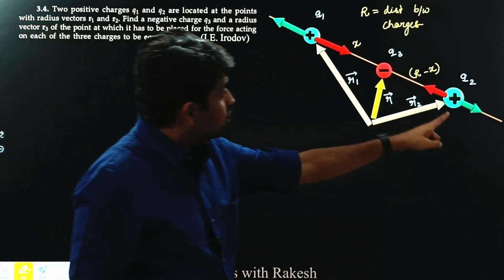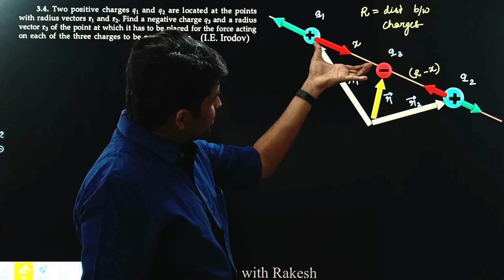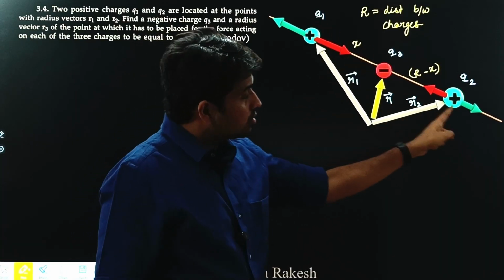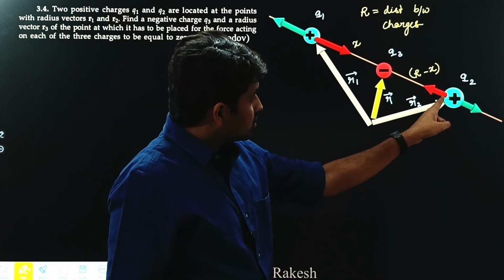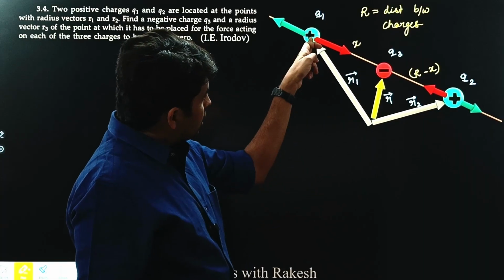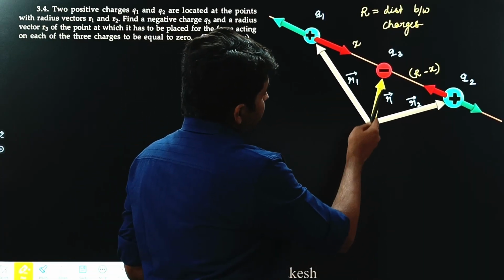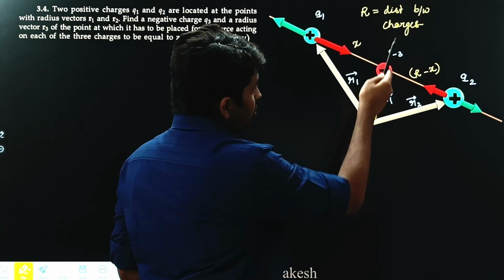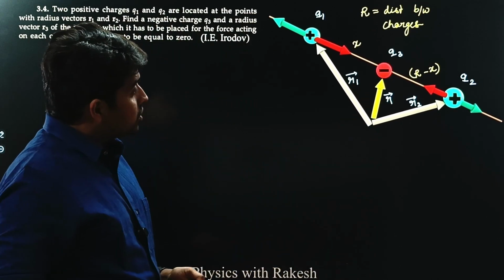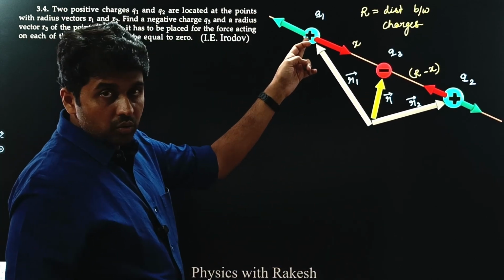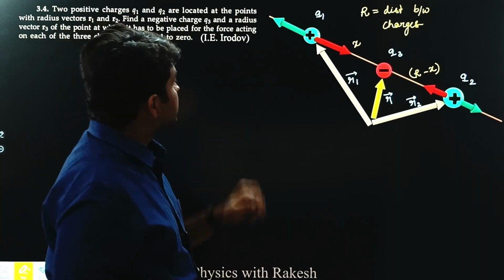So we have q1, q2, q3. We have taken this distance as x, and r is the distance between the charges. This is r minus x. The position vectors of these are r1 bar, r2 bar and r bar. We need to find this r bar and the magnitude of q3. First, the net force on this is 0. So what shall we write? Tell me.